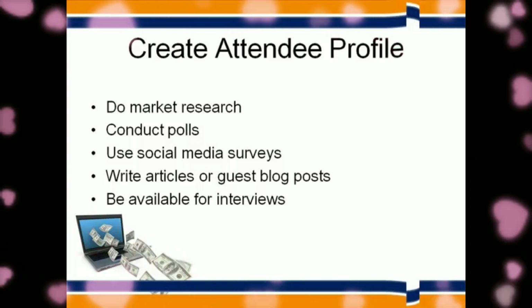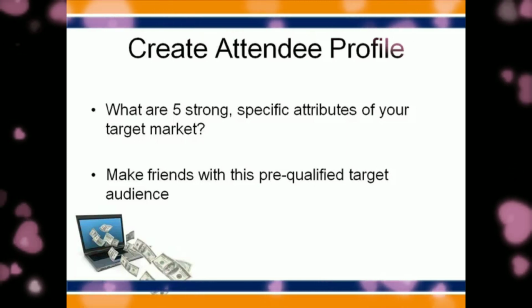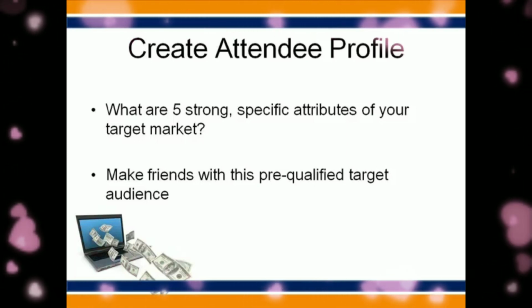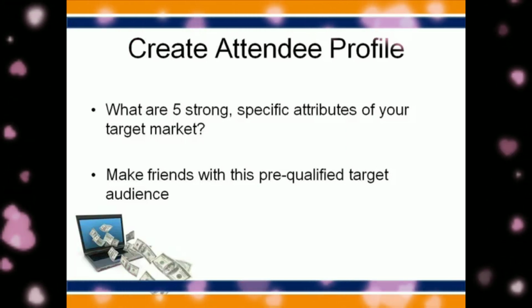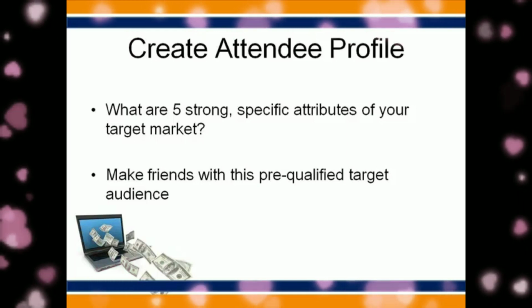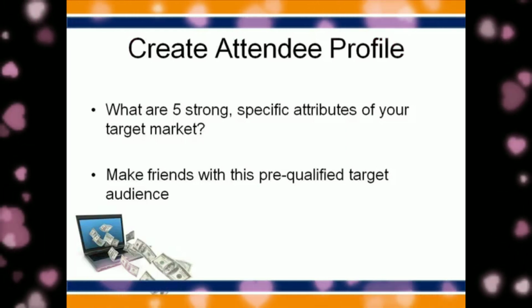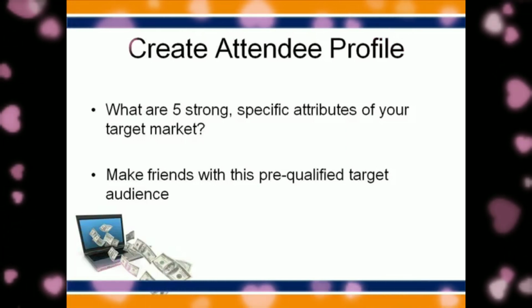Then create a profile of your perfect attendee, ensuring you have at least 5 strong specifics you've narrowed the generic profile down to. For example, tradesman over 40 years old, interested in short-body Ford pickup trucks with tonneau covers, trailer sway control, and 6-speed transmissions. But it doesn't matter if your ultimate goal is to sell pickup trucks or ballet shoes. At this stage, all you need to focus on is making friends with your pre-qualified target audience.